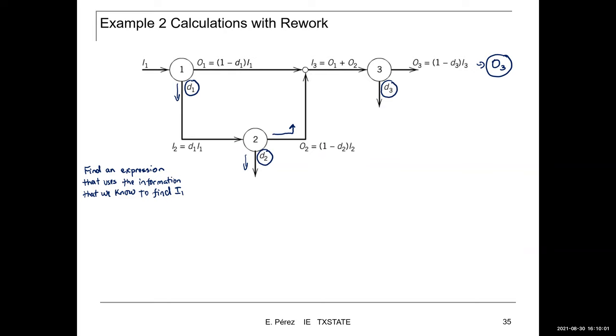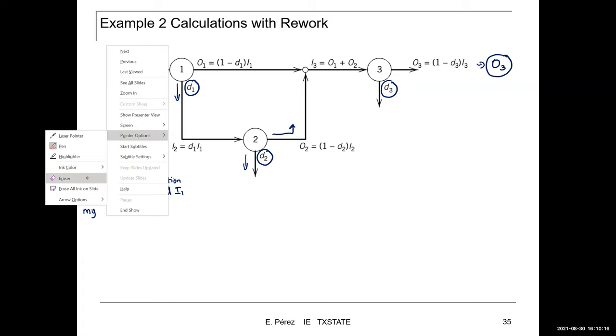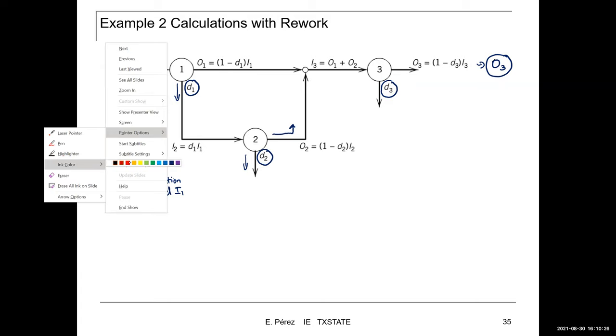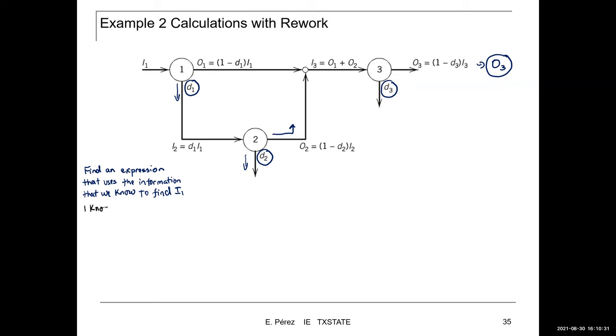So the information that I know is O3, D1, D2, and D3, and I want to find I1. That's the only information that I know, and I want to find I1. So I need to build an expression that uses O3, D1, D2, and D3, and gets me I1. That's the purpose of this exercise.